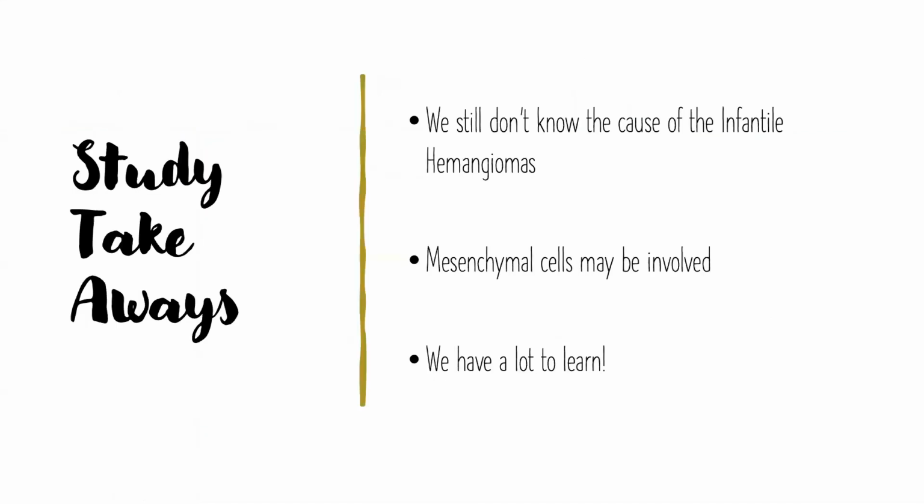So, the biggest takeaway from this study is that although we don't know the cause of infantile hemangiomas, we have shown that mesenchymal cells might be involved in the formation of infantile hemangiomas because they are involved in the formation of midline lesions that appear with infantile hemangiomas. We still have a lot to learn.